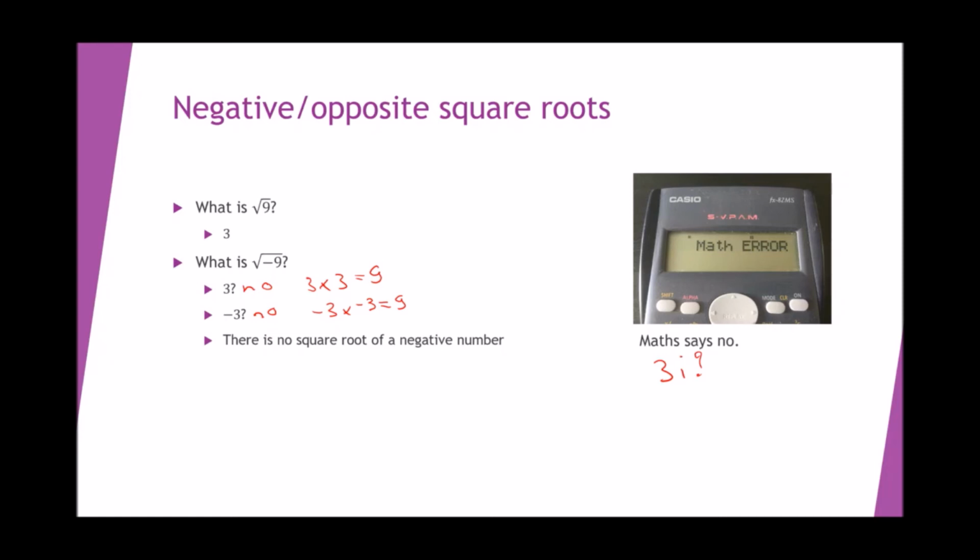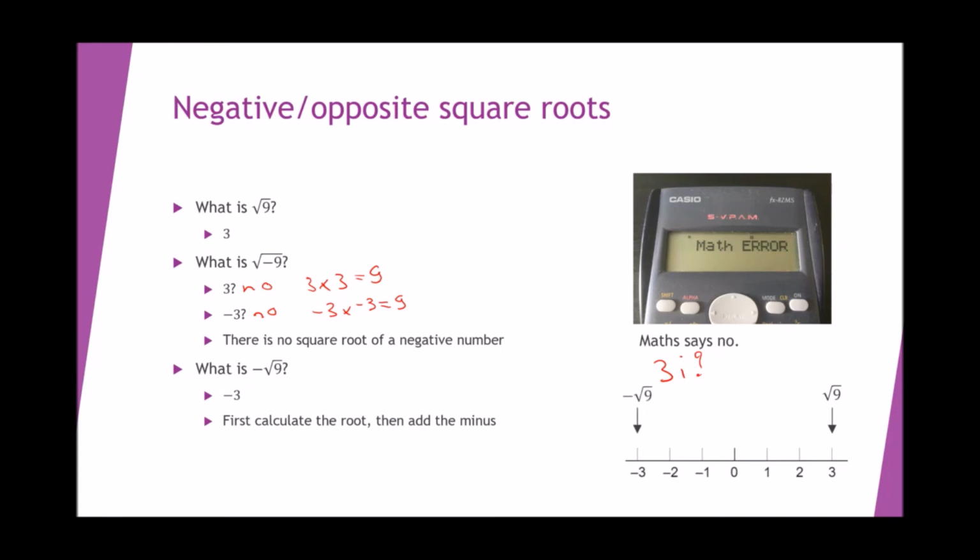Okay, so square root of a negative number doesn't exist. What about minus square root of 9 then? This does exist because we can just calculate square root 9, that is 3, and add a minus. And this is actually following the order of operations. You can also think of it like this. If you have a number line, then square root 9 is over here, and putting a minus in front just makes us go to the opposite side. So it is just the opposite of square root 9.